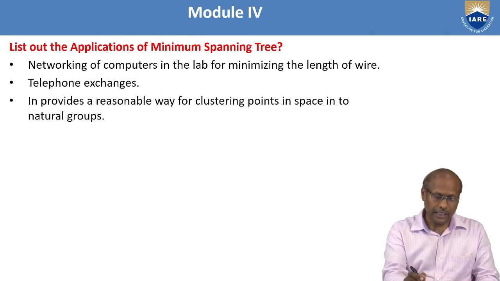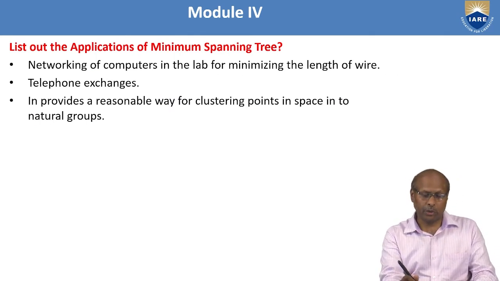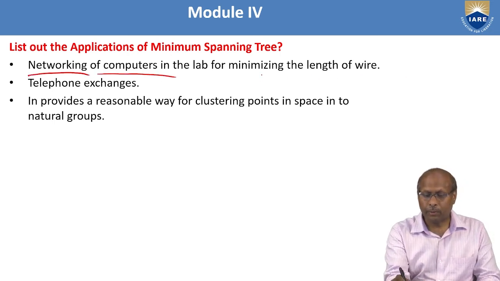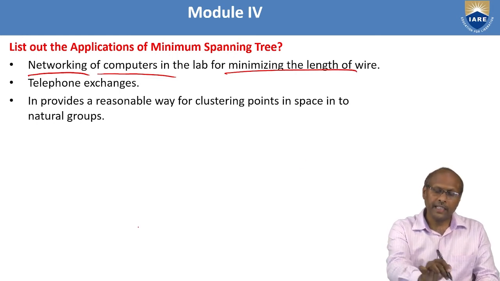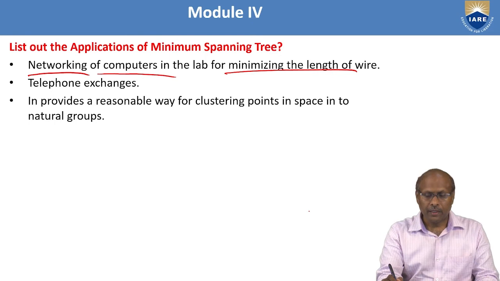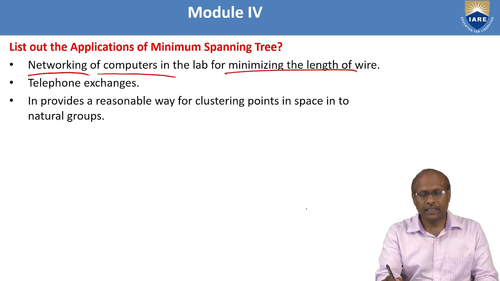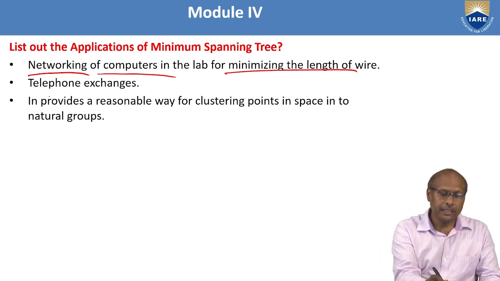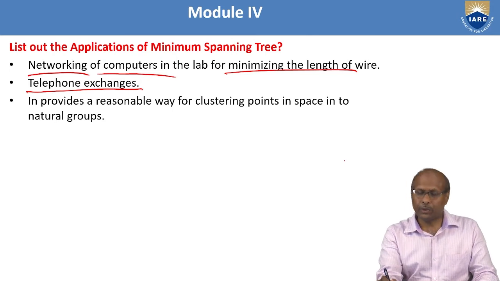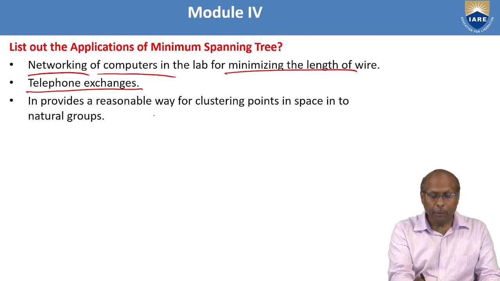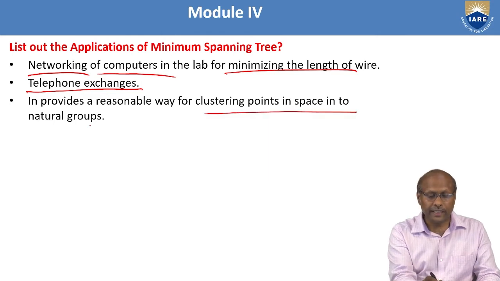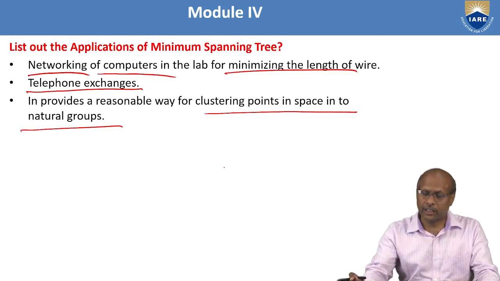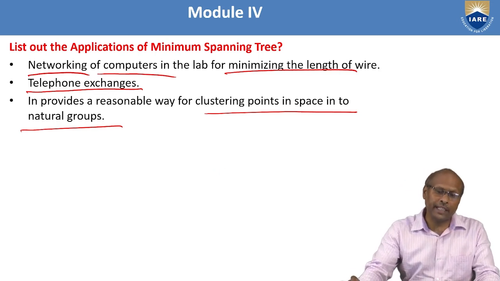Next, list out the applications of the minimum spanning tree. Where exactly are minimum spanning trees used? Networking of computers in a lab, or minimizing the length of the wire. Generally, to interconnect all the computers in a computer lab, you can use the minimum spanning tree concept because it has to communicate with all the nodes with the minimum cost. Similarly, your telephone exchange also uses the minimum spanning tree concept. It also provides a reasonable way for clustering points in a space into natural groups. So in natural groups also, you can use the minimum spanning tree concept. These are the various areas where the minimum spanning tree concept is useful.